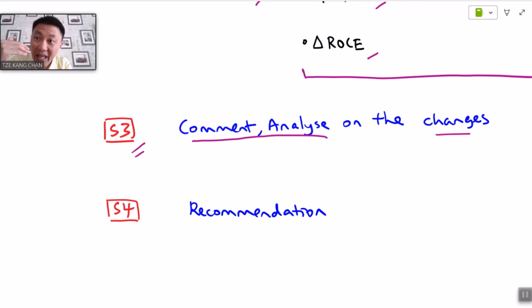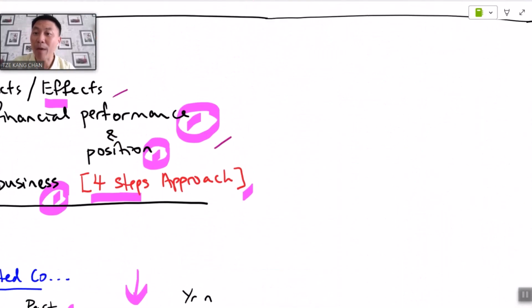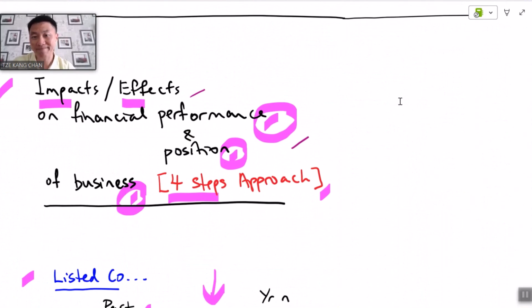And finally, if the question is asking students to give a recommendation as to which type of source of funds is preferred, you will go for the final step, step 4, that is to derive your recommendation with clearly justified reasons for your suggestion. Guys, these are the four steps that I would like to share with you in assessing the impact of the above mentioned change.